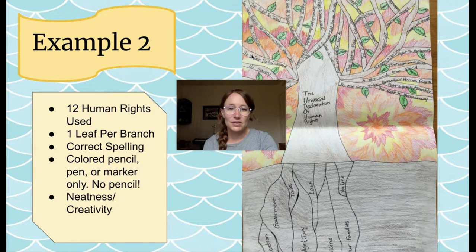Here's example 2. Lots more than 12 human rights used, and every branch has a leaf. It's really easy to read what she wrote. She added some creativity with the background, which is really nice.